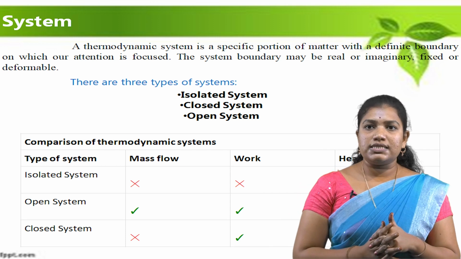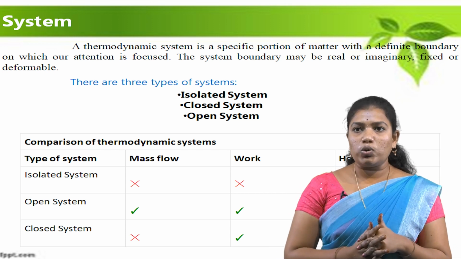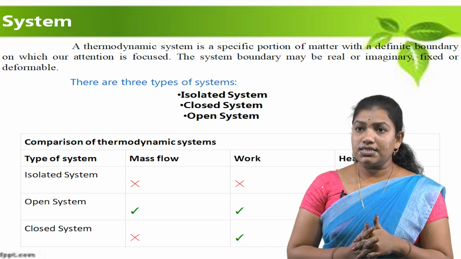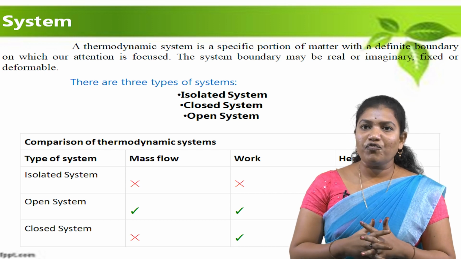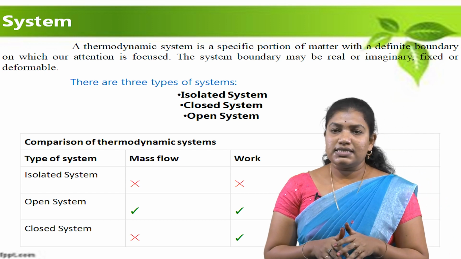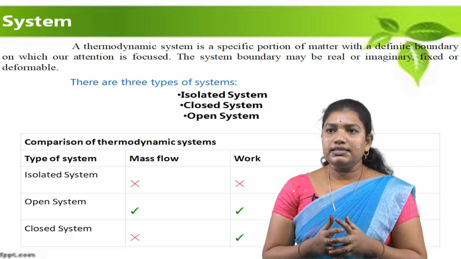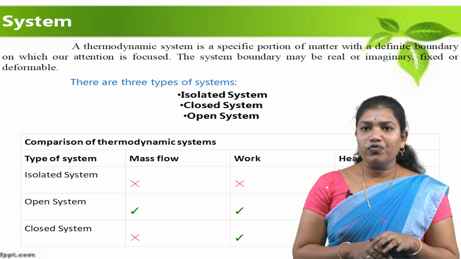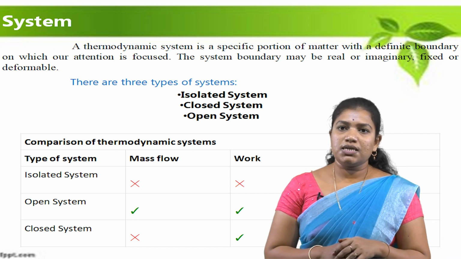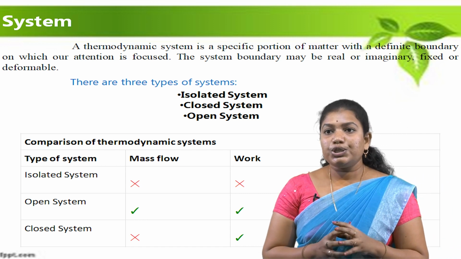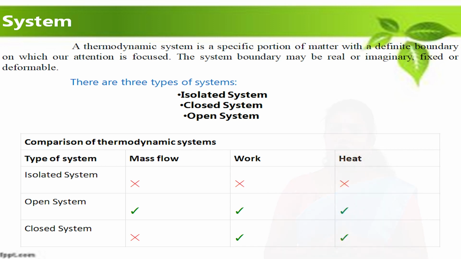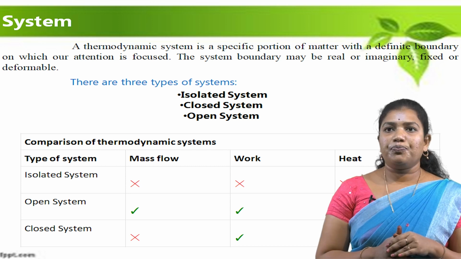Now next, closed system. Across the boundary of a closed system, the transfer of energy takes place, but the transfer of mass does not take place. The compression of gas in a piston-cylinder assembly is an example of a closed system. In an open system, both mass and energy may be transferred between the system and the surroundings. A steam turbine is an example of an open system.